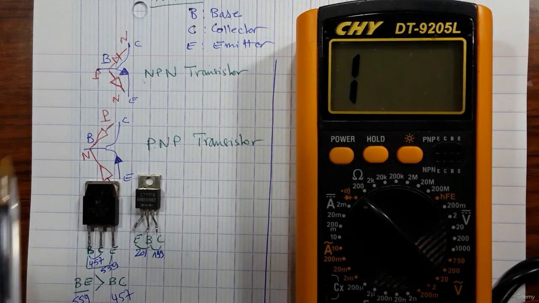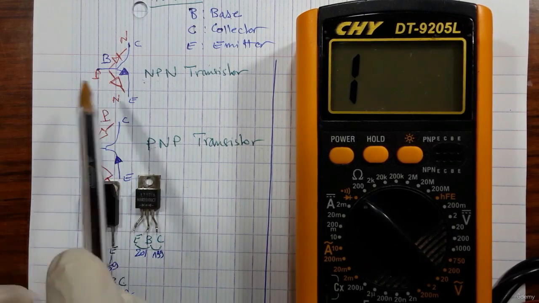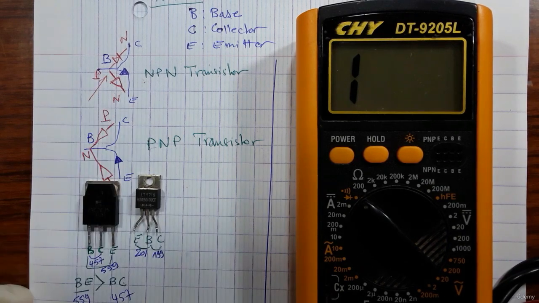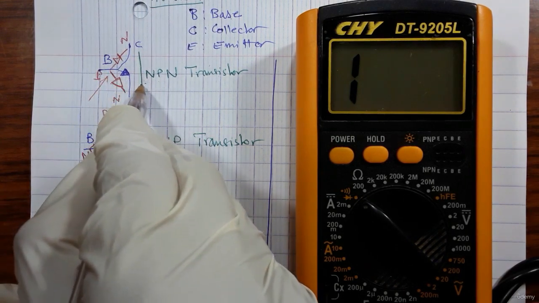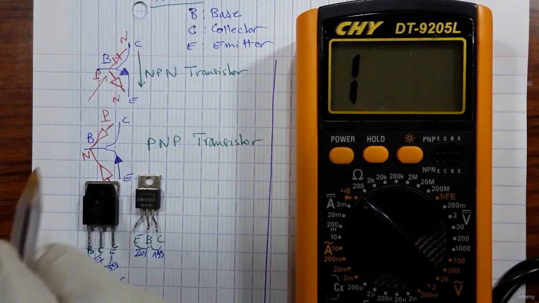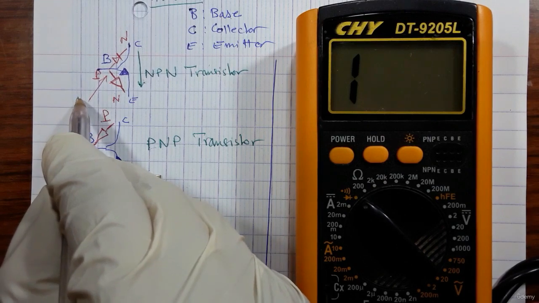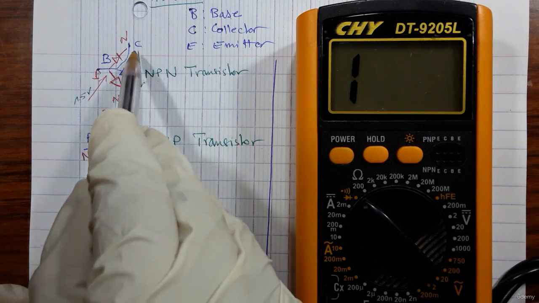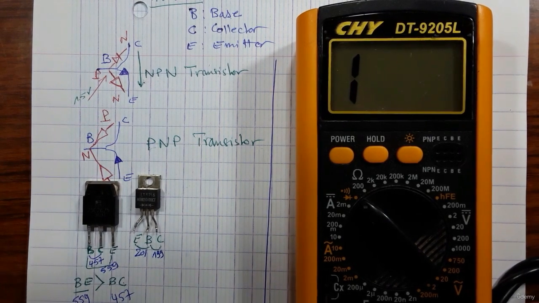Okay, now the working principle of the transistor is this. When a transistor gets a voltage here, it leads the current to pass from collector to emitter. When it gets a voltage here, for example, let's assume that it gets 1.5 volt, the current will pass to here. Okay, this is the working principle of the transistor.